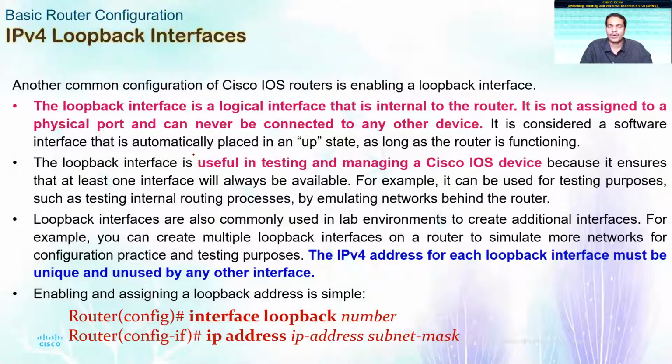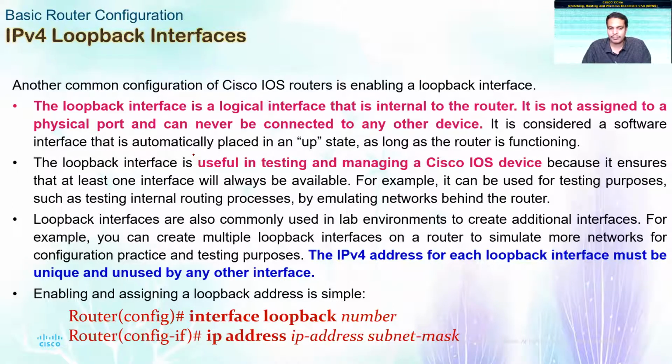Okay, there is another one called the IPv4 loopback interface. This is a logical interface which is internal to the router. It is not assigned to any physical port, and it cannot be connected to any other device. Then what is the purpose? The main purpose of using a loopback interface is that it can be used for testing and managing a Cisco IOS device. It ensures that at least one interface will always be available for you.